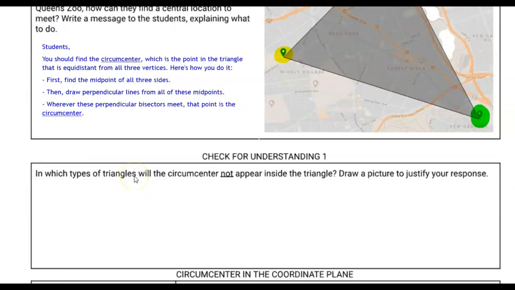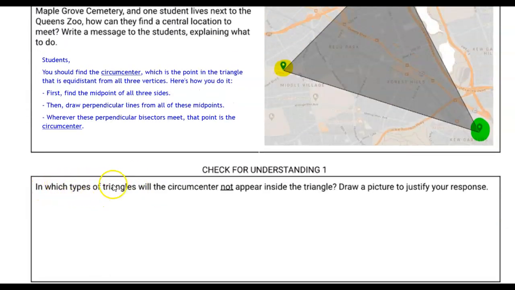In this check for understanding number 1, it asks, in which types of triangles will the circumcenter not appear inside the triangle? Draw a picture to justify your response. Take a couple seconds to try this one, and then come back to see if you got it right.